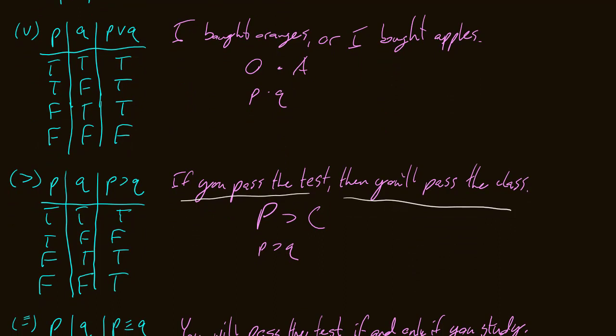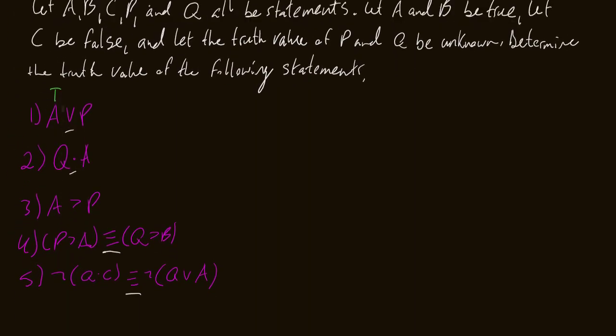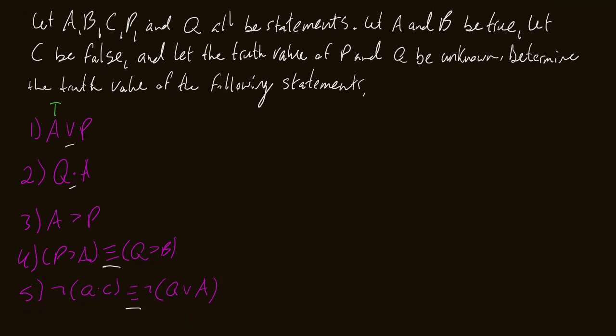So it's only false if both components are false, right? So although we don't know the truth value of P, we know that A is true, which means the entire statement A or P will be true. Now, let's look at Q and A.